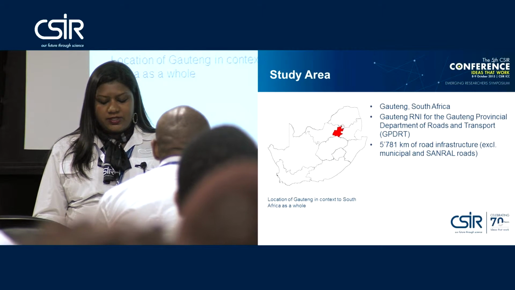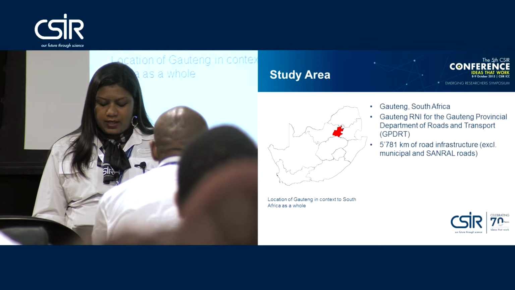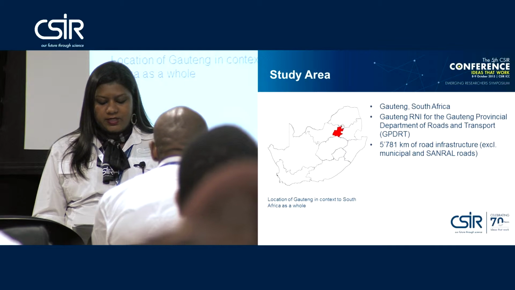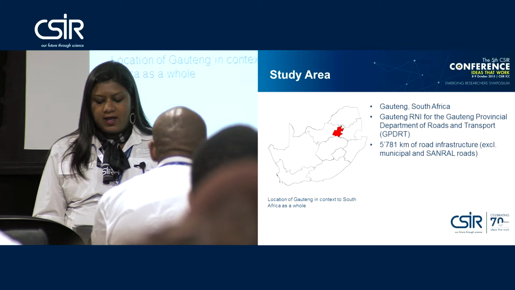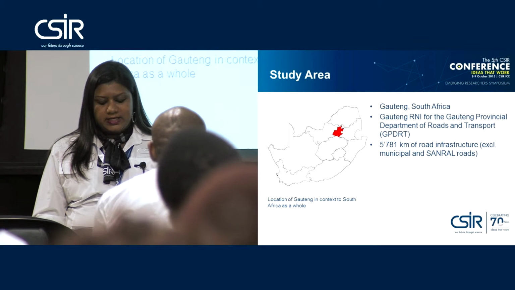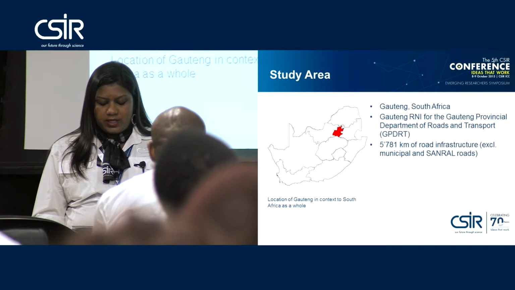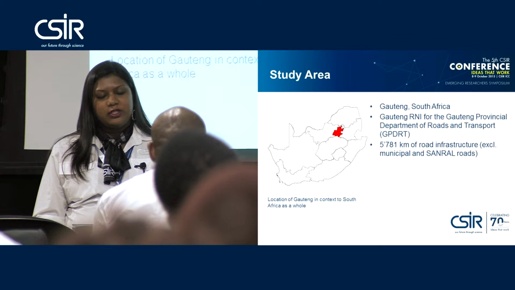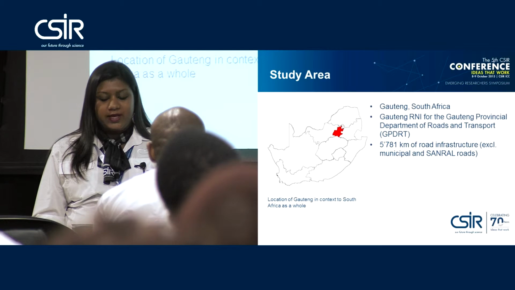The study was conducted using the Gauteng Provincial Road Network for 2013 and 2014, consisting of 5,781 kilometers of road infrastructure. Despite its small area, Gauteng is home to over 12 million people and contributes significantly to the South African economy as well as the African GDP. For this reason, access to services and mobility to areas of employment and social activity is crucial. The roads were clipped to the Gauteng boundary and confirmed ownership by the GPDRT. All municipal and SANRAL roads and pathways were excluded from the study.